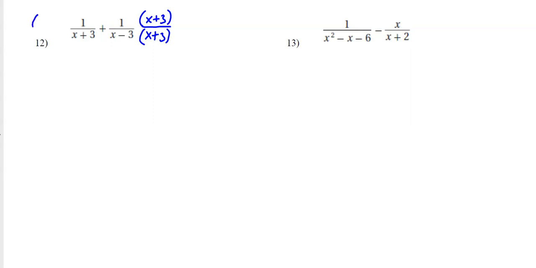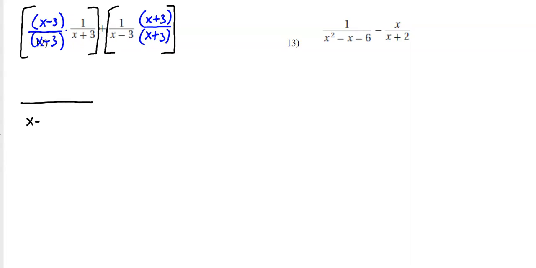And I'm going to multiply this side by the x minus 3 over itself. So really I haven't changed anything. I'm still adding two fractions, and all I did was multiply by 1. But I'm now making both of these fractions have the same bottom number. So over here, my denominator is x minus 3, x plus 3. And on top, 1 times x minus 3 is just x minus 3.